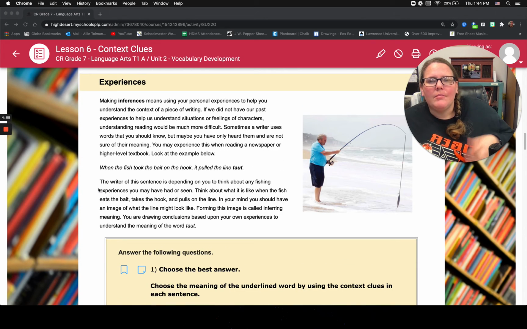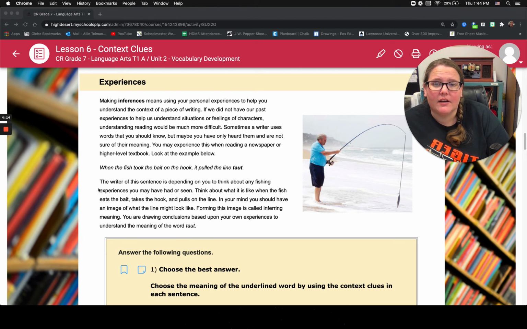Experiences. Making inference means using your personal experiences to help you understand the context of a piece of writing. If we did not have our past experiences to help us understand situations or feelings of characters, reading would be much more difficult. Sometimes a writer uses words that you should know, but maybe you have only heard them and are not sure of their meaning. You may experience this when reading a newspaper or a higher level textbook. Look at the example below.